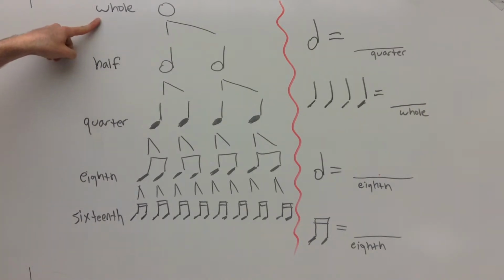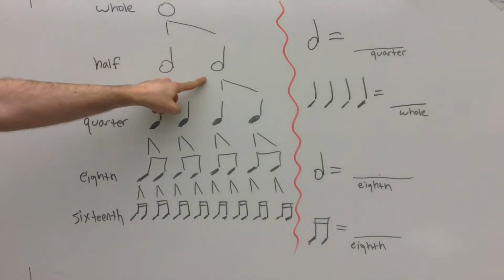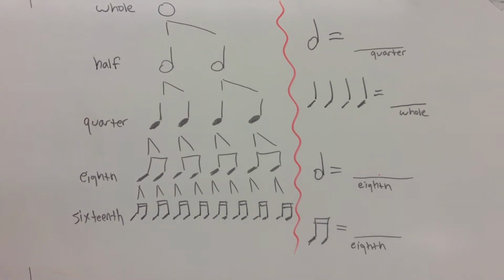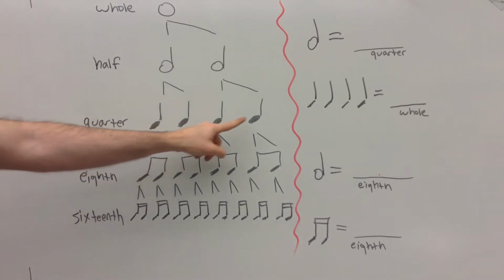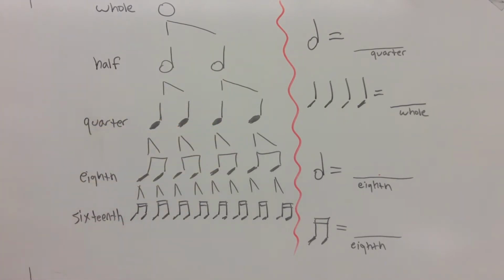So if these are worth 4 clicks, that means that half notes, being twice as fast, would be worth only 2 clicks. So these would be half notes. Ta, ta, ta, ta. 2 clicks each. If these are 2 clicks each, quarter notes, which are twice as fast, will be worth 1 click each. Ta, ta, ta, ta. Ta, ta, ta, ta. I'll just leave the clicks on.